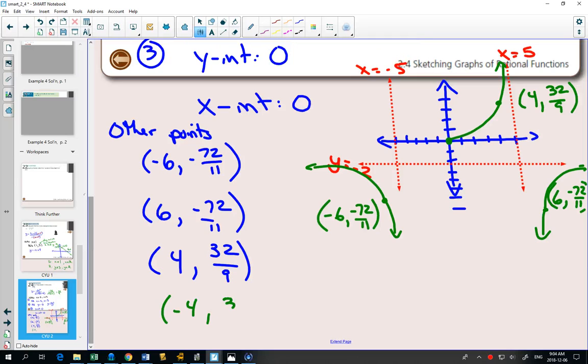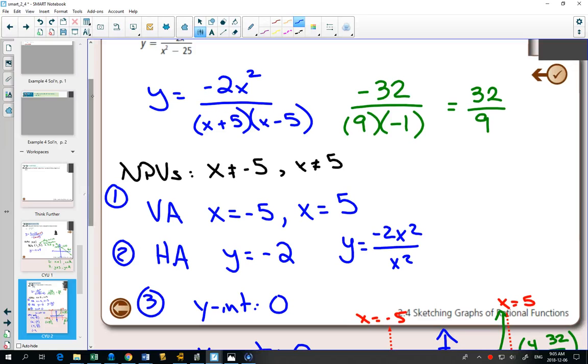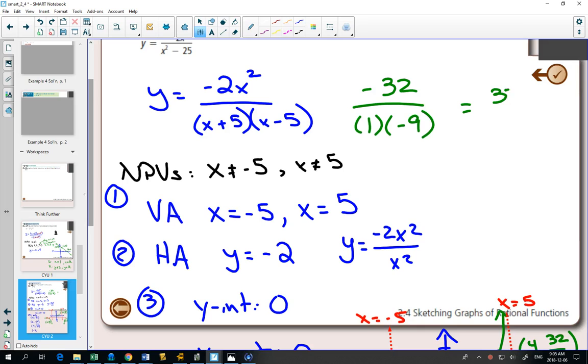We'll plug in -4 as well. Check out our values. Well, we'll still get -32 on the top. -4 plus 5 will be 1. -4 minus 5 will be -9. Surprise, surprise, we get 32 over 9 again.